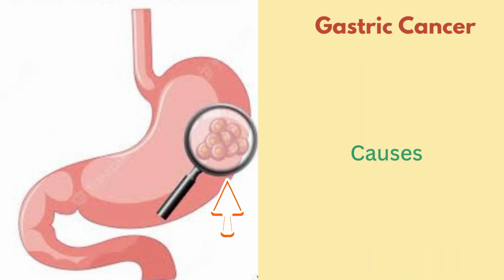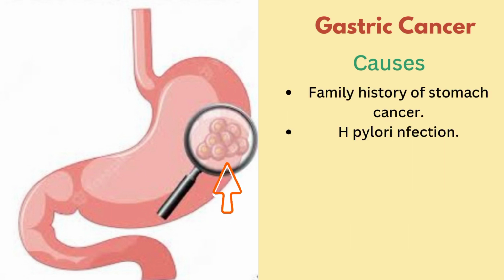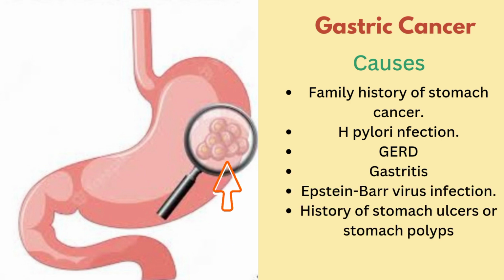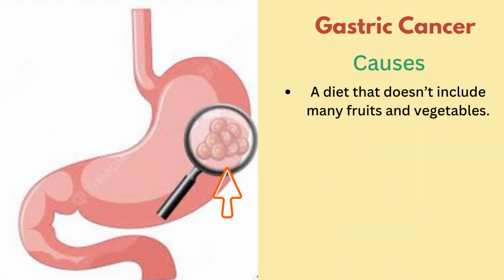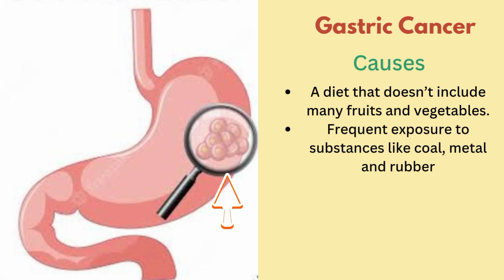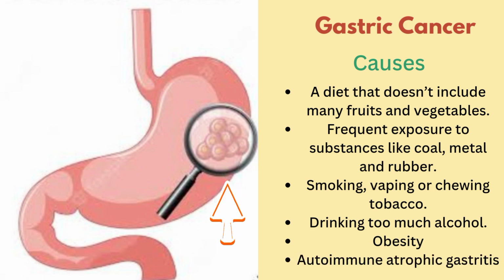Now let us see the causes of this condition. Stomach cancer forms when there is a genetic mutation, that is a change in the DNA of your stomach cells. The causes include family history of stomach cancer, H. pylori infection, GERD, gastritis, Epstein-Barr virus infection, history of stomach ulcers and stomach polyps, a diet high in fatty, salty, smoked or pickled foods, a diet that doesn't include many fruits and vegetables, frequent exposure to substances like coal, metal and rubber, smoking, vaping and chewing tobacco, drinking too much alcohol, obesity, autoimmune atrophic gastritis.